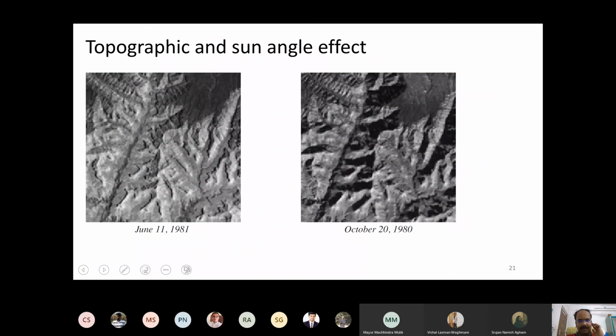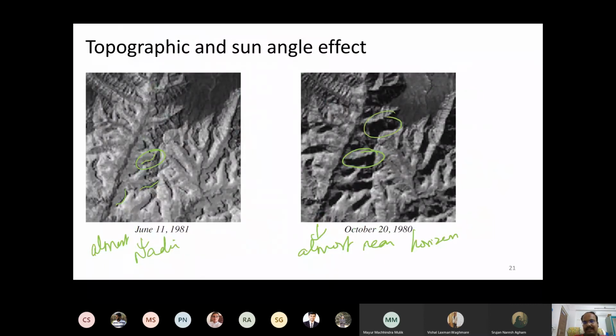And this is an example of topographic and sun angle effect. These two images are of the same area with the same viewing angle, taken at different times. Here the sun is almost at nadir. In this image, the sun is almost near the horizon. You can see how much shadow is cast. Here there is total shadow, here shadow is not there. Here we cannot see the ridge, here only very small values are seen. Here you are seeing broader patches of shadow.